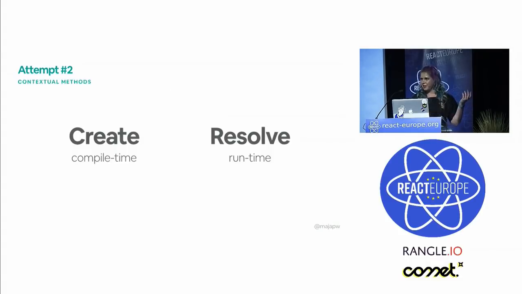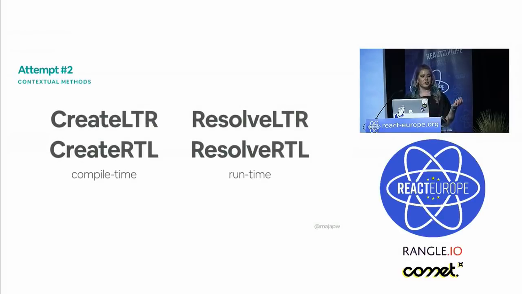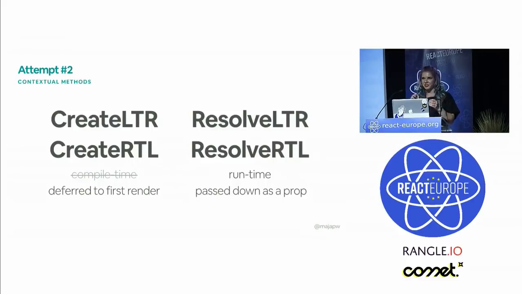So whereas before we had this compile time create, runtime resolve, we now have two methods for each of these scenarios. Instead of at compile time, we defer that create to the first render, which was actually a little bit beneficial because we'd be creating the styles only for what was actually rendered for the page, not for everything that was ever imported. And then at runtime, we changed the resolve method instead of being a global export to being a prop.